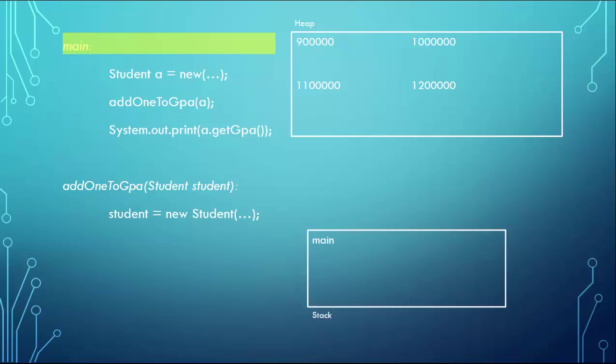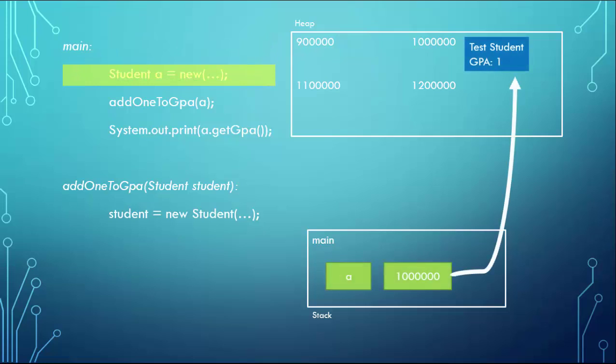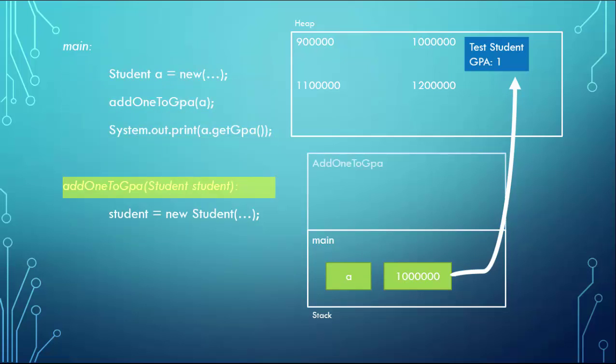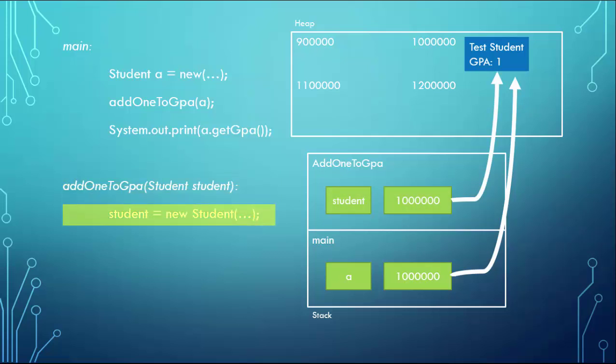So when we run our program, again, we create a space in the stack for main, and then we create a new student. We create that information up in the heap, and down in our stack, we remember where it is. So A is now referring to spot 1 million in the heap. Add1 to GPA, so we create a space in the stack for add1 to GPA, and we give it a student variable. It's referring to spot 1 million as well, because we passed along A to our add1 to GPA method. But now we don't say student.setGPA, we say student equals new student.